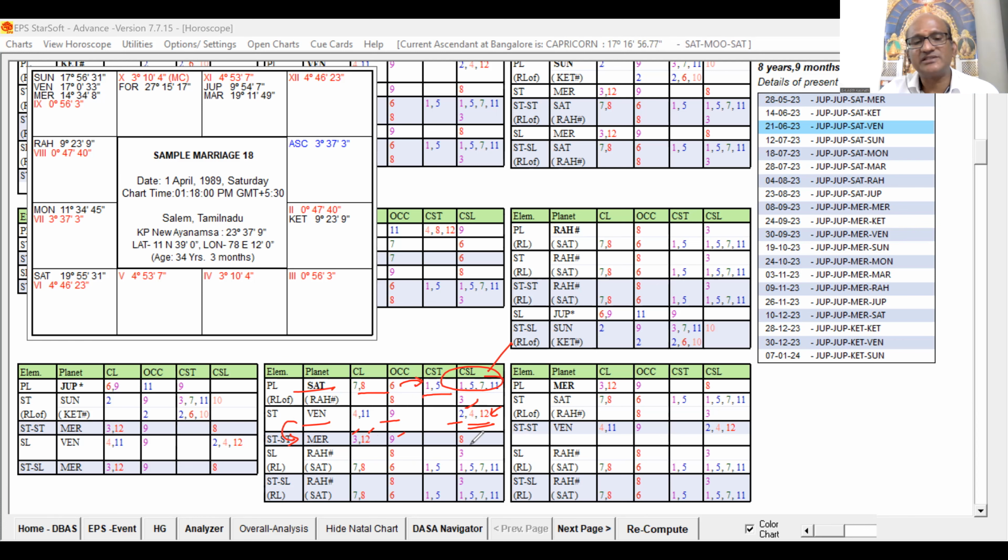You can see the colors of the fonts are red, blue, or green, because in the software, if you choose the event, it's an event-based software. I have chosen the event marriage. For the event of marriage, the favorable and unfavorable houses will be shown in red color. Others will be green or blue according to the primary and secondary houses.